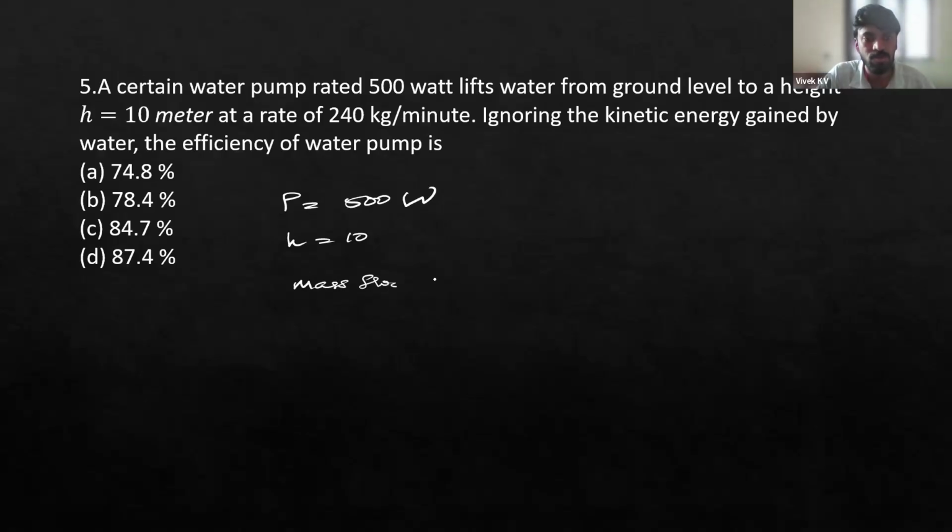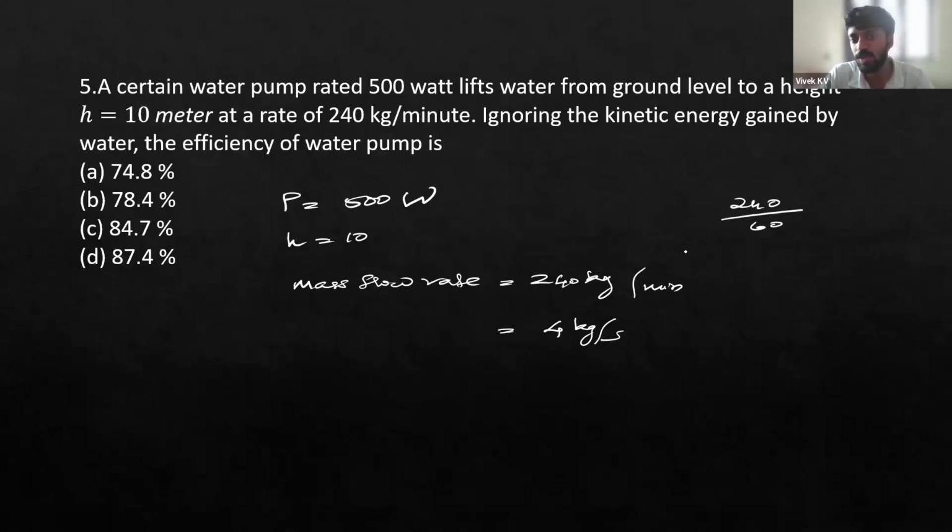Mass flow rate means how much mass is flowing in 1 second. But here it is given as 240 kilogram mass in 1 minute, per minute. So we have to convert it into seconds. So we have to find out how many kilogram of mass is flowing in 1 second, which is the mass flow rate. So divided by 60, we are going to get it as 4 kilogram per second. Like 240 by 60 is what we do, because 1 minute equals 60 seconds. Okay, so we are getting 4. So 4 kilogram per second is the mass flow rate denoted by m dot.